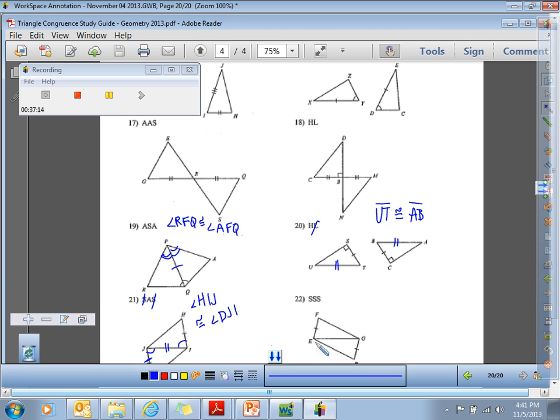And the last one, 22, side, side, side. They share this side, they have this side marked. I need the other side to be proven congruent. Segment FG is congruent to segment RE.